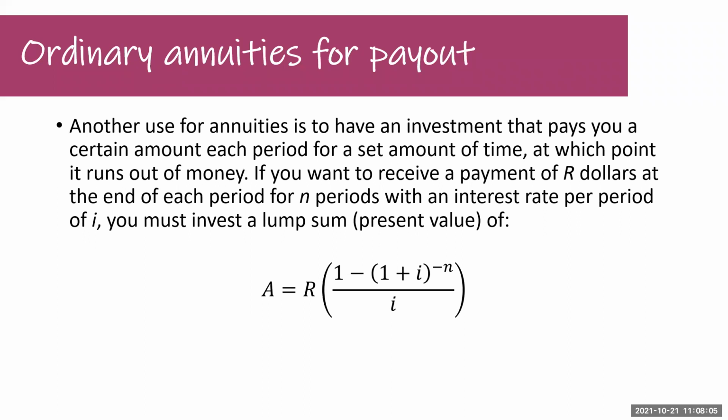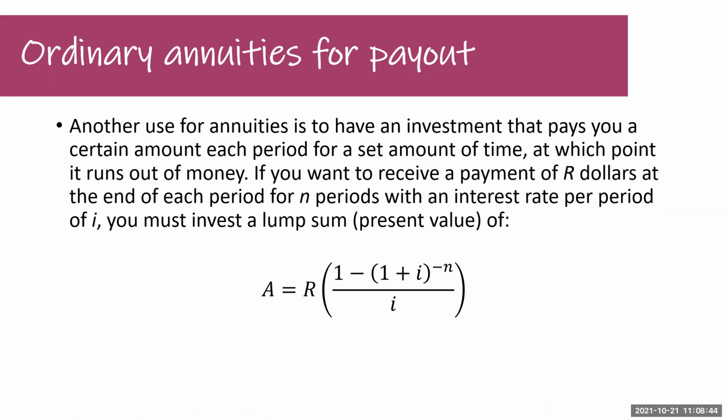Now let's look at another example. Instead of investing into these annuities, paying money into them so that you have money later, let's talk about an investment that's going to pay you a certain amount each period for a set amount of time until it runs out of money. So if you want to receive a payment of R dollars at the end of each period for those N periods, and the interest rate per period is I, just like before, then your lump sum present value investment must follow this formula. Notice it's very similar to our formula before, but we have this negative N up here.